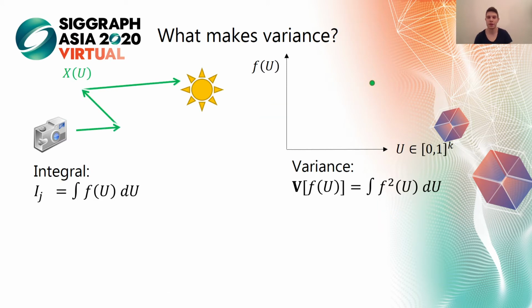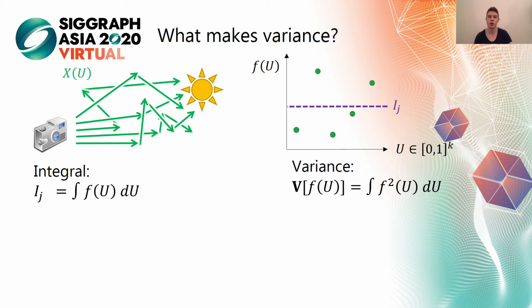Let us recap how variance arises. Monte Carlo integration constructs paths x from unit random variables u. The random vectors u are points in a unit hypercube, which is also called the primary sample space. With increasing number of samples, the average of resulting sample values f of u converges to the pixel brightness I_ij that we want to compute. The variance due to varying sample values is simply the integral of these sample values squared.